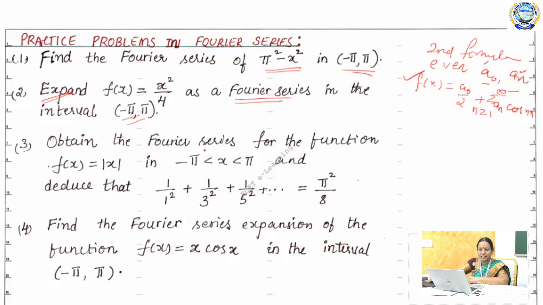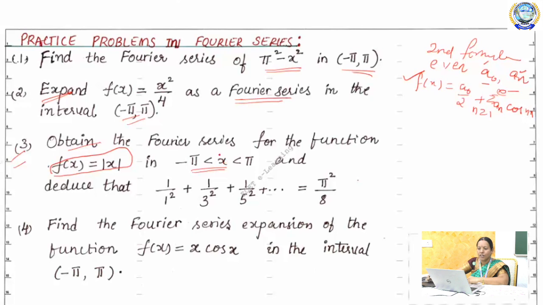Now, let us see the third problem. Here they gave one deduction. First read out the problem. Obtain the Fourier series for the function f of x equals mod x in the interval minus pi less than x less than pi. They gave the interval in an indirect manner, that is, x lies between minus pi and plus pi. So, your interval is minus pi comma plus pi. So, we have to use the second formula.